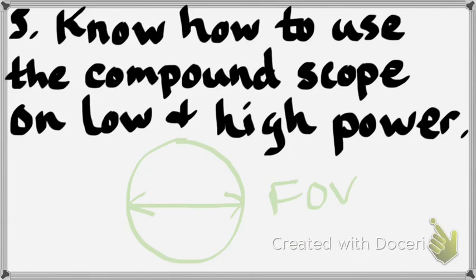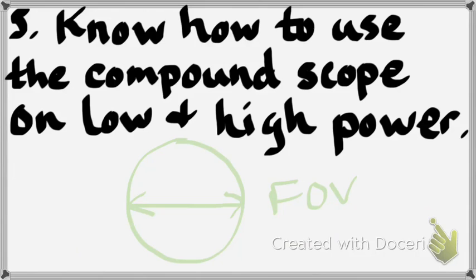Okay, so let me just repeat. Know how to use the compound light microscope. Well, start on 4x, find what you want, put it in the middle, make sure it's focused, and then you move to 10, find what you want, put it in the middle, make sure it's focused, then you go to 40, find what you want, put it in the middle, and when you focus, when you're on 40, you're only allowed to use what? The fine adjustment.